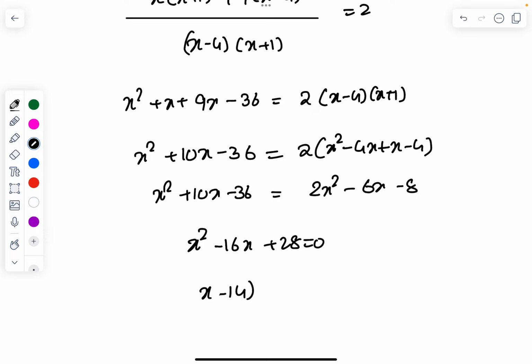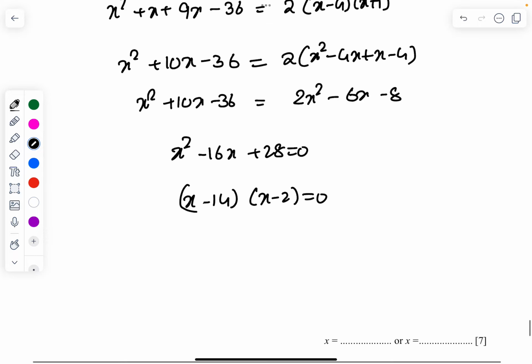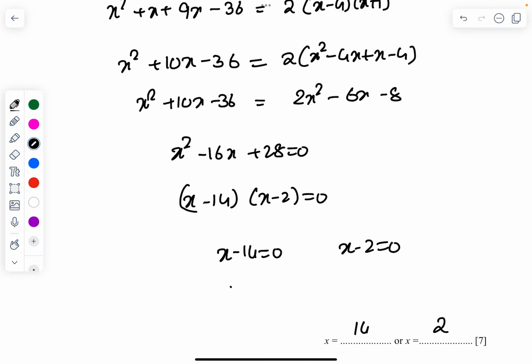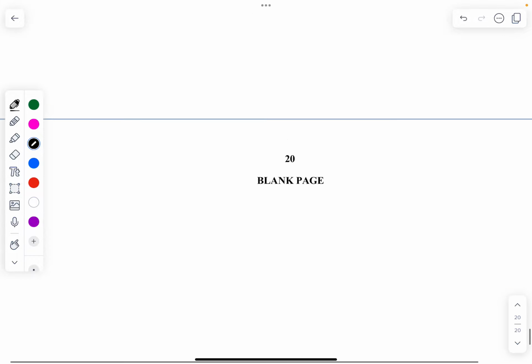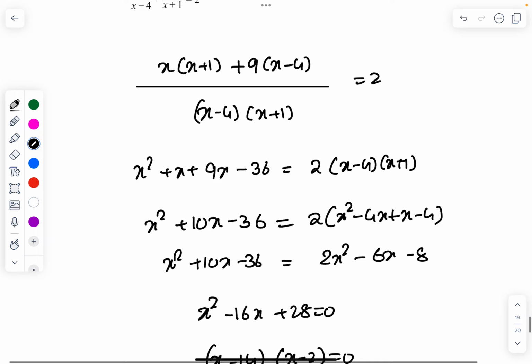Factorize it out: x minus 14 times x minus 2 equals 0. So x minus 14 equals 0, x minus 2 equals 0. So x equals 14 or x equals 2. That is the question. So that completes this paper.